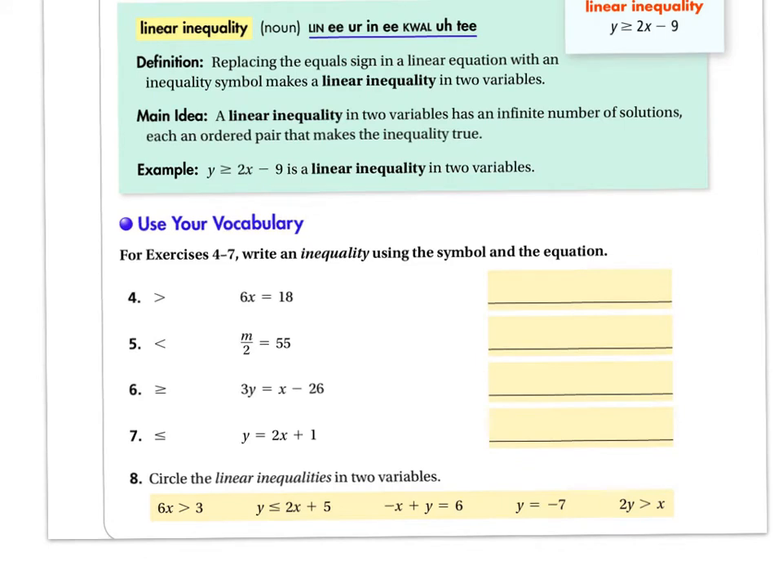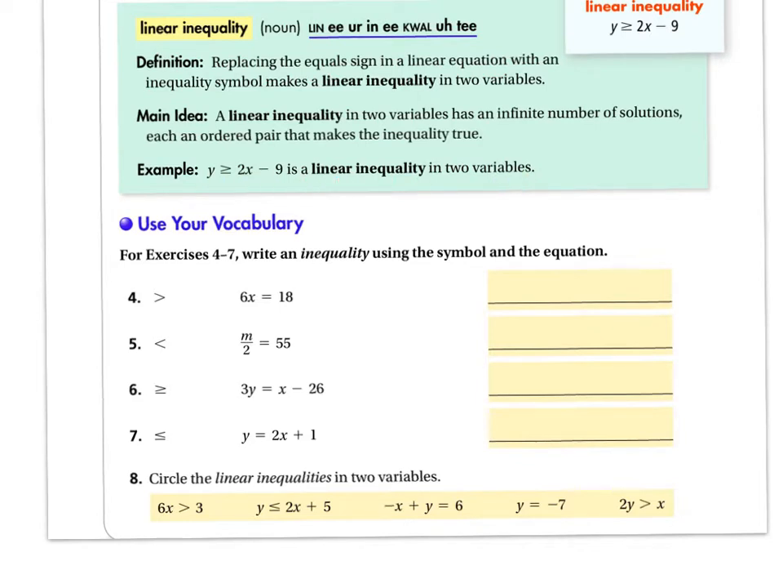Our newest vocabulary word is linear inequality. A linear inequality is any linear equation with an inequality symbol instead of an equal sign. So simply replacing the equal sign makes it a linear inequality.